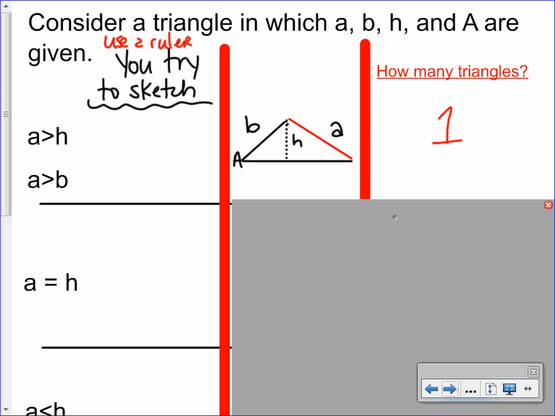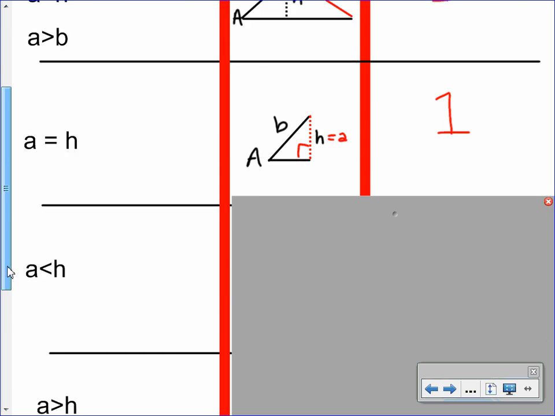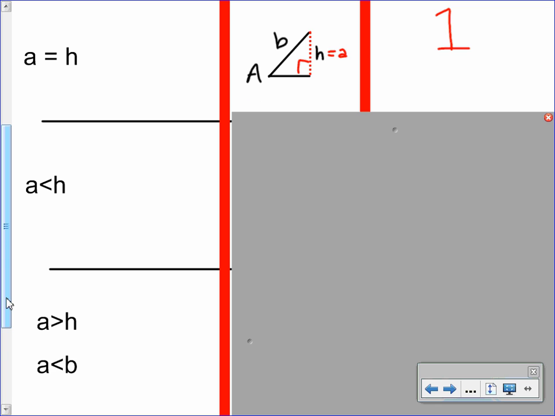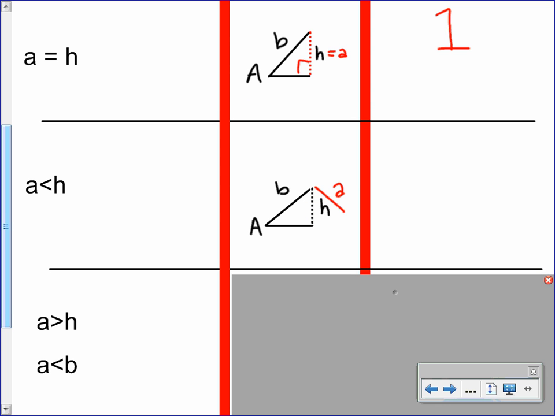If the height is the a, then you have this case. And if the height is the a, then you would have one triangle, and it turns out to be a 90-degree triangle. There you go. If the height is bigger than the a, so if the triangle is taller and the side won't cover it, then you couldn't make a triangle. Therefore, no triangle could exist.